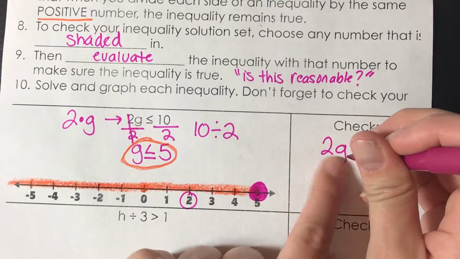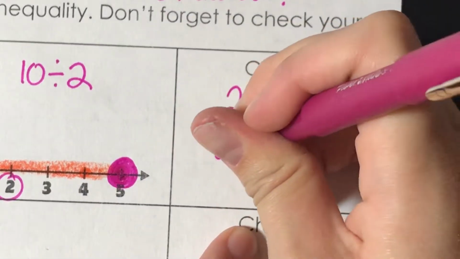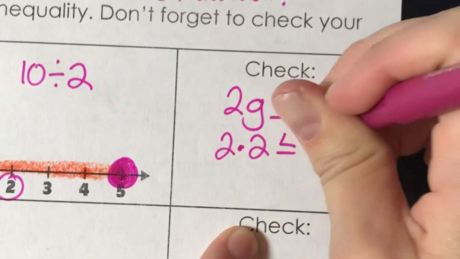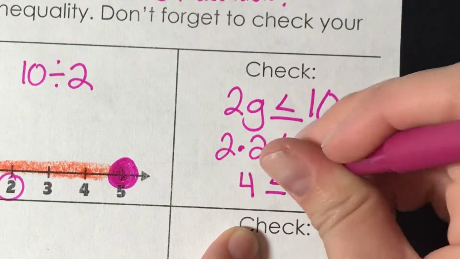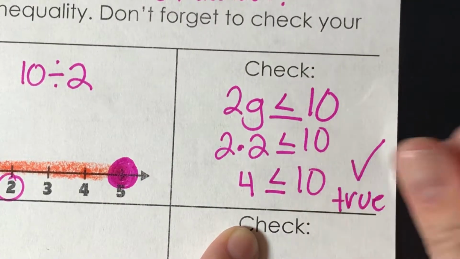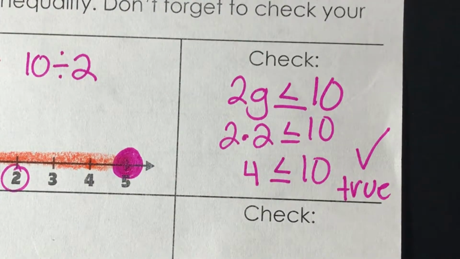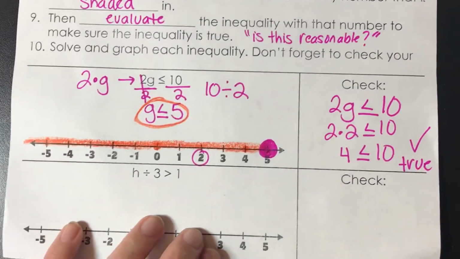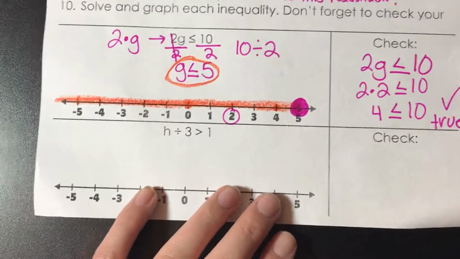That means instead of 2 times G, I'm going to zoom in, and I'm going to say 2 times 2. Well, let's see. 2 times 2 is 4. Is 4 less than or equal to 10? Yes. This is true. That would totally work. All right. If you need to pause to get all this information down, please do so. I'm going to go ahead and move on to the next example.